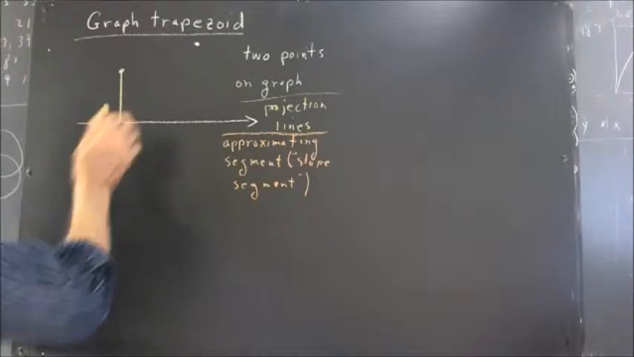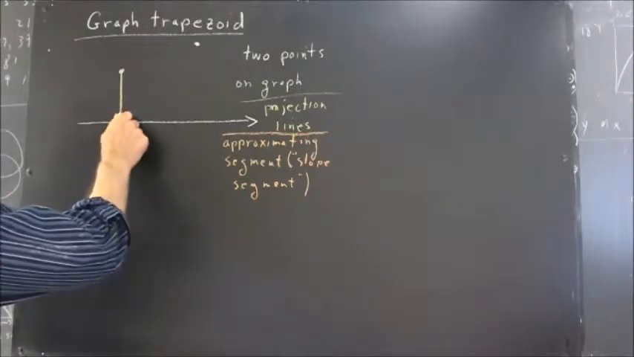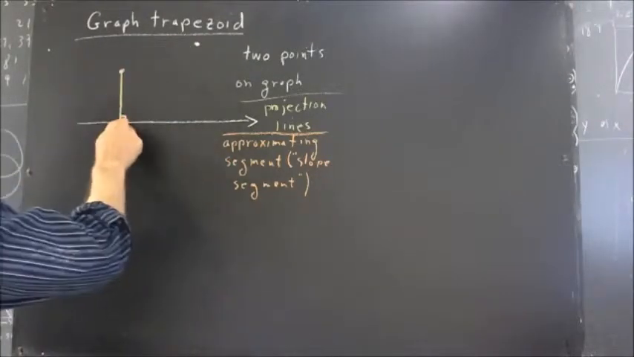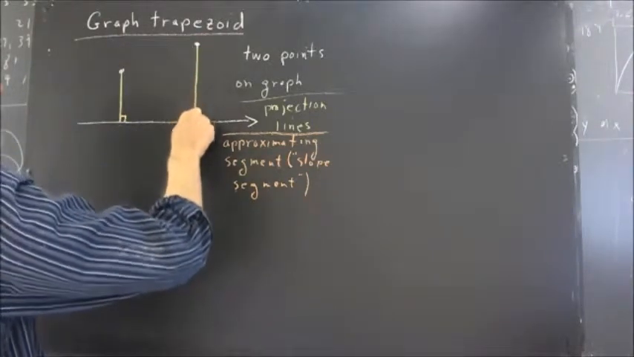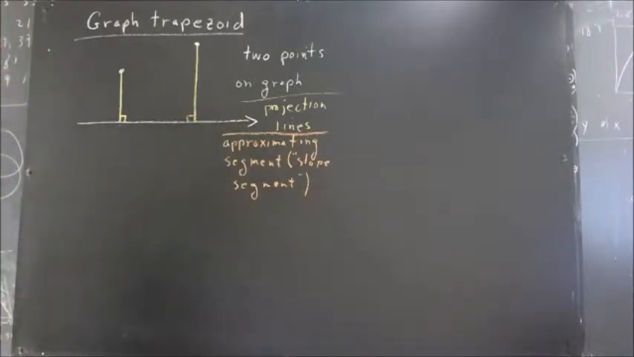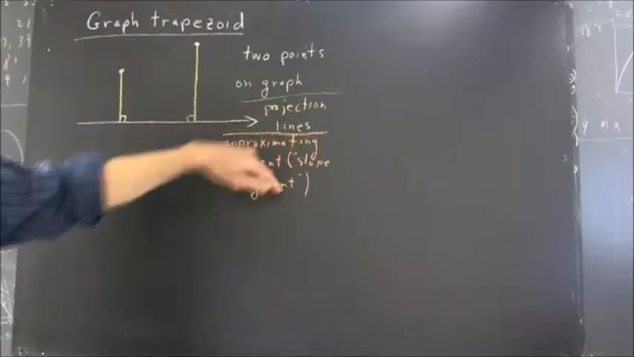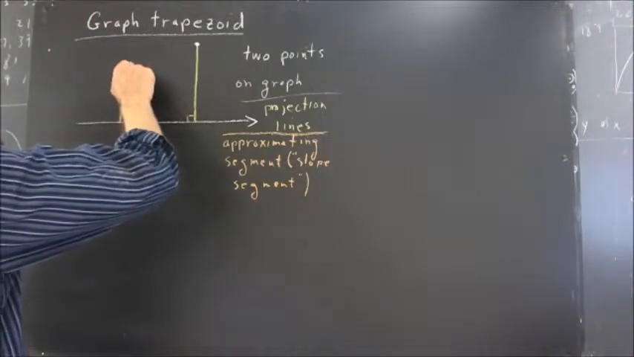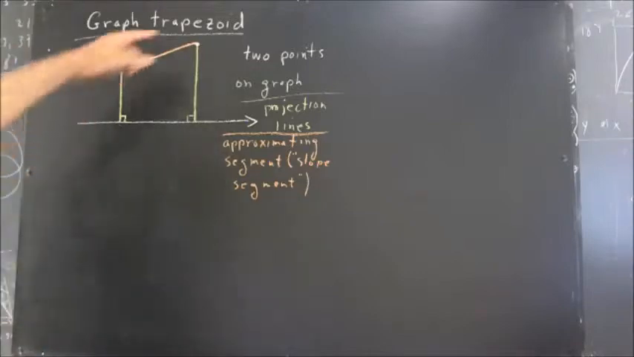By projection line, I mean a line parallel to the horizontal axis. So we have our, perpendicular to the horizontal axis. So I draw a projection line from this point to the horizontal axis and from this point to the horizontal axis. Then we have the approximating segment, which I also call the slope segment. That's simply the line segment that joins the 2 points, a straight line segment joining the 2 points.